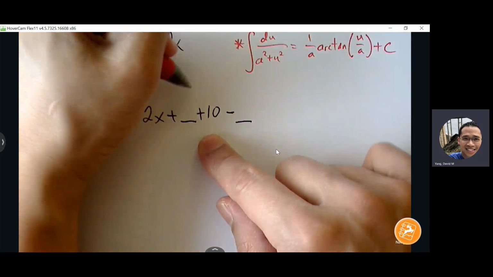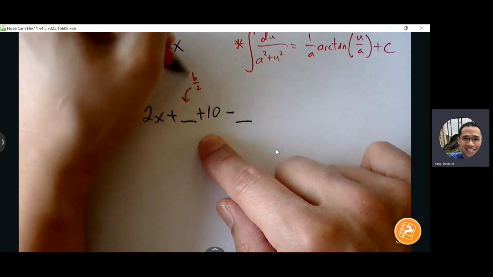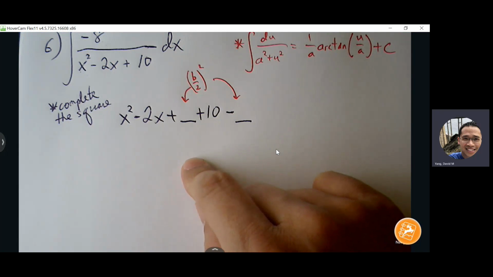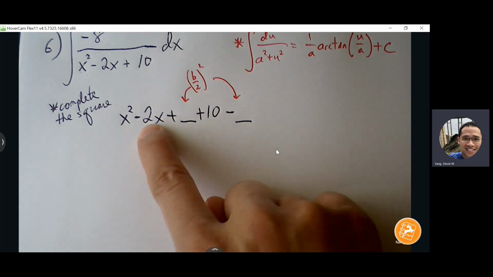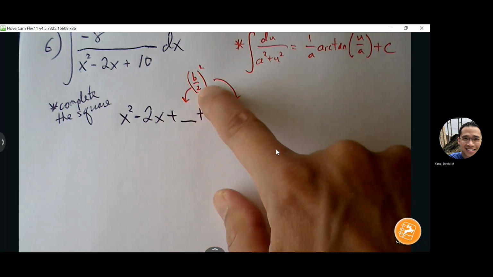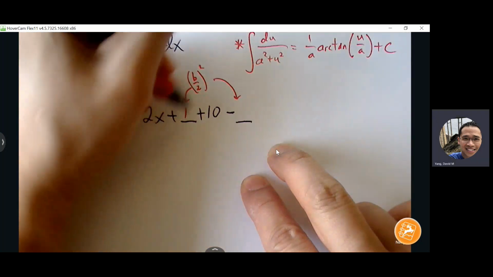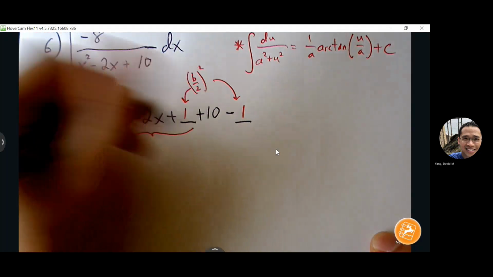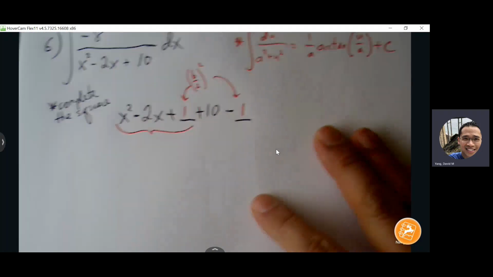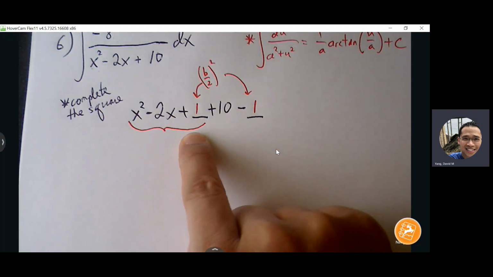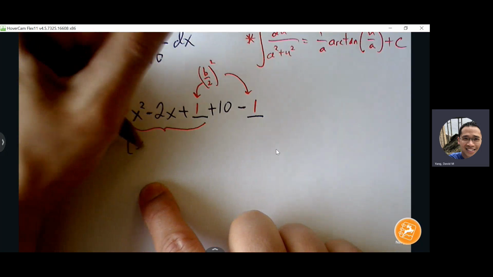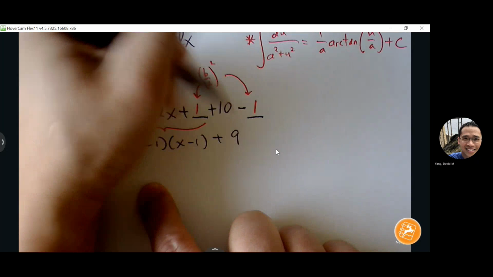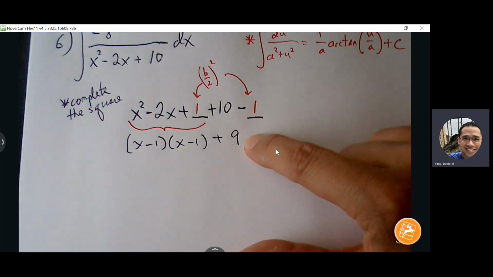And what goes into space is b over 2 squared. Okay, what's my b value? -2. 2 over 2 is 1. 1 squared is 1. So those 3 terms should now factor nicely here. Multiplies to be 1, adds to be -2, -1 and -1. And then put the constants together.